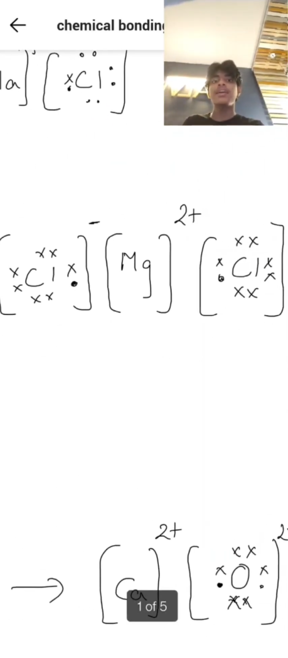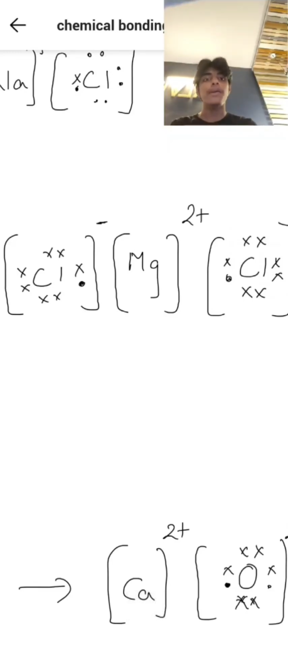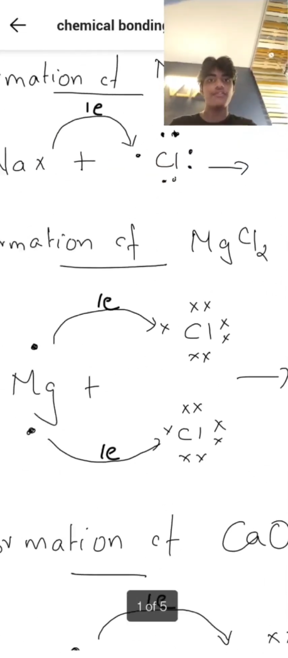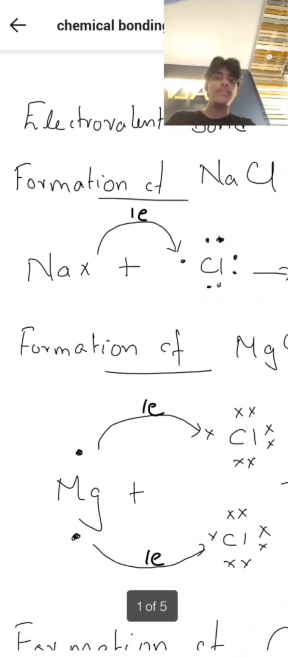As I told you, the chlorines are gaining electrons, so both chlorines become electronegative. And magnesium is donating both its electrons, so it becomes electropositive, a 2 plus ion. So this is the formation of MgCl2. You'll be asked all these for 2 markers, so please practice them very well.